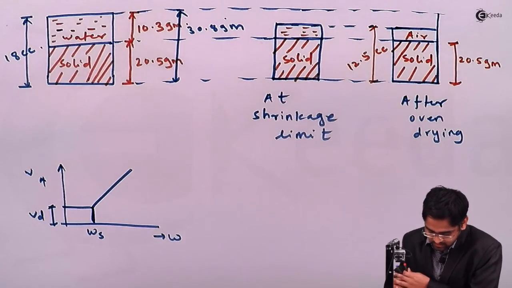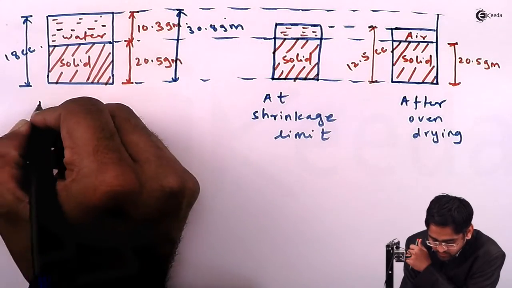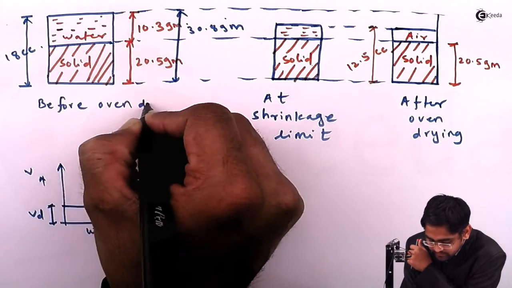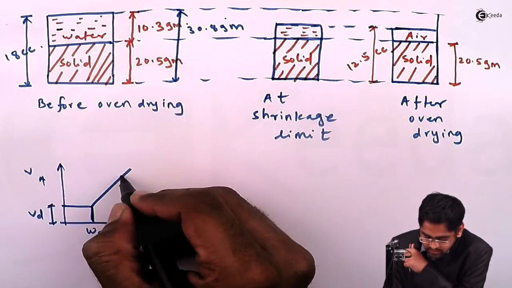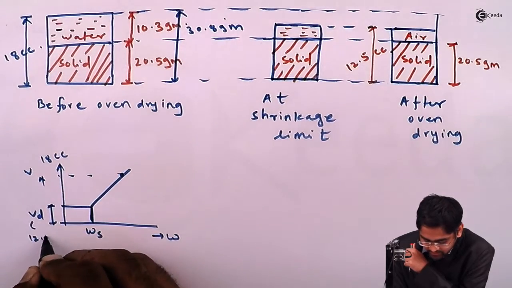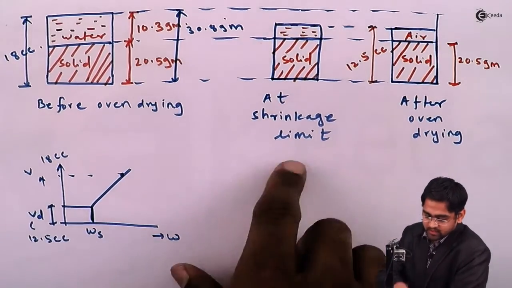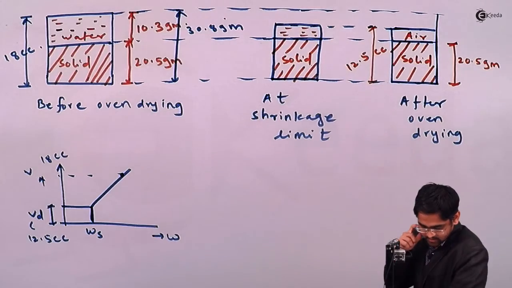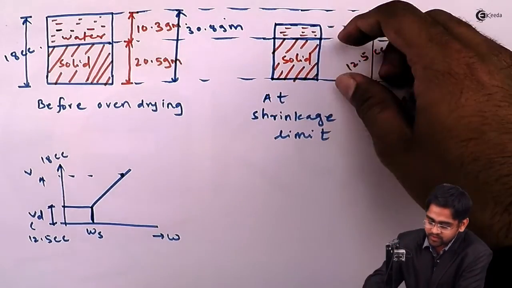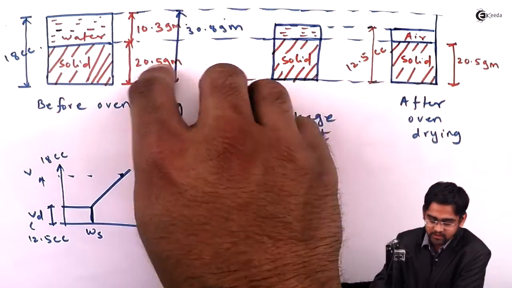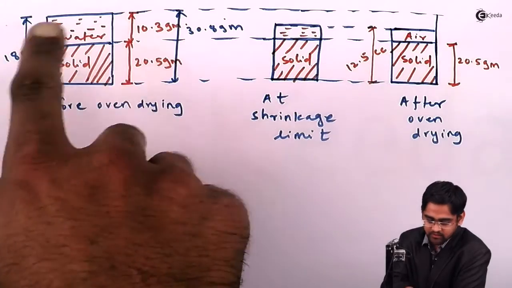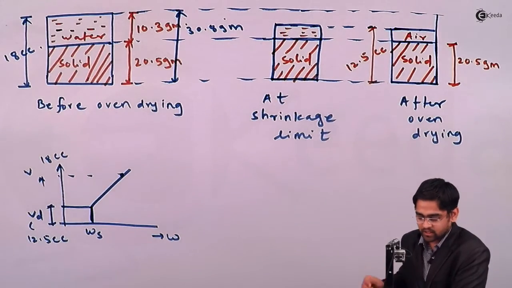So at this shrinkage limit, and this is before oven drying or at the natural case, the volume which is something around 18 cc had got reduced to 12.5 cc. So this is at the shrinkage limit, right? Therefore you are just asked to calculate the weight of water to the weight of soil. The weight of soil solid is known to us, which is 20.5 grams. And initially as well you have been given every data related to its water content and all.